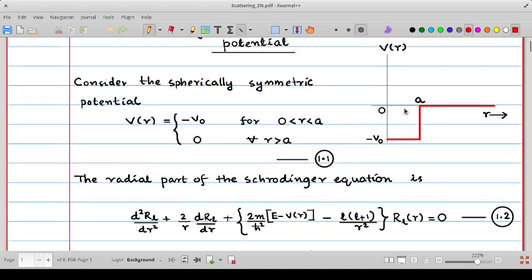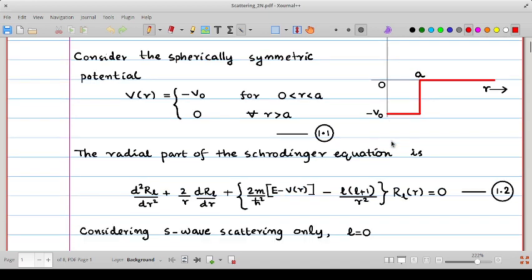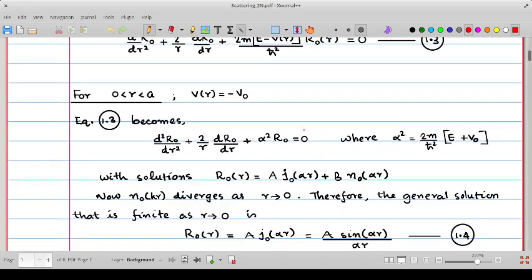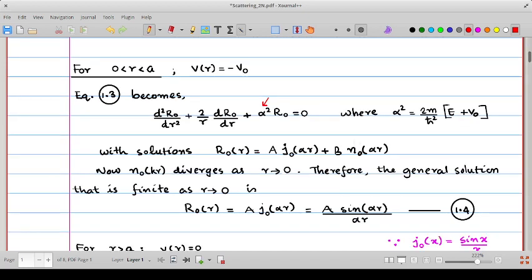Now for r between 0 and a, we have the potential equal to minus V0, and substituting that in equation 1.3, we get this equation, where the quantity alpha squared is defined to be 2m/ħ² times E minus the value of the potential there, which is minus V0, and therefore alpha squared equals 2m/ħ² times (E plus V0). This has solutions given by R0(r) equal to a linear combination of the spherical Bessel function j0 and the spherical Neumann function n0. Here A and B are coefficients defining the linear combination.